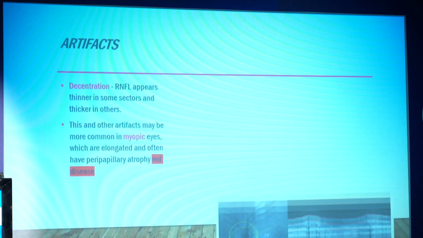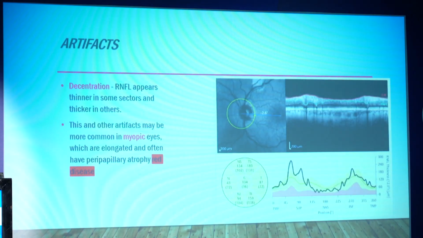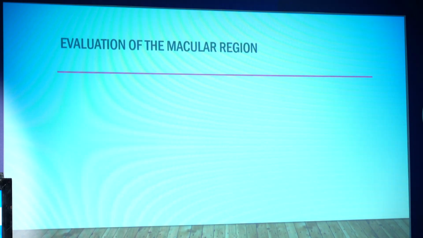So more artifacts, this scan shows a decentration. Some of the areas, more commonly seen in myopic eyes, will present with red, and this is also known as the red disease. So once the scan is repeated with proper centration, the defect corrects.